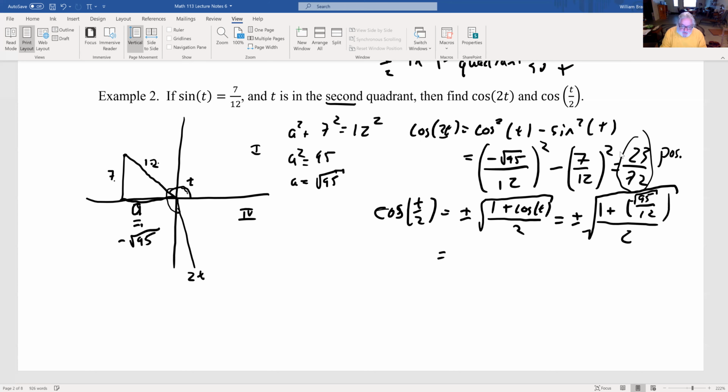And you can simplify that a bit, same procedure that we did before. That becomes 12 minus square root of 95 over 24. Okay, right, so just clean out that fraction and fraction. So, excellent. Plus or minus depends on what quadrant this is in.